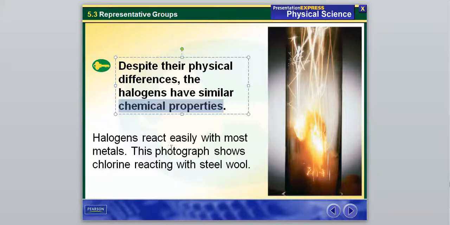All halogens react easily with most metals. And this photo shows chlorine actually reacting with steel wool, and that is a very violent reaction that we have going on right there.